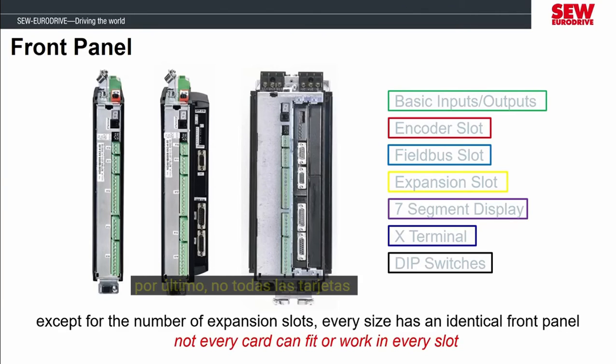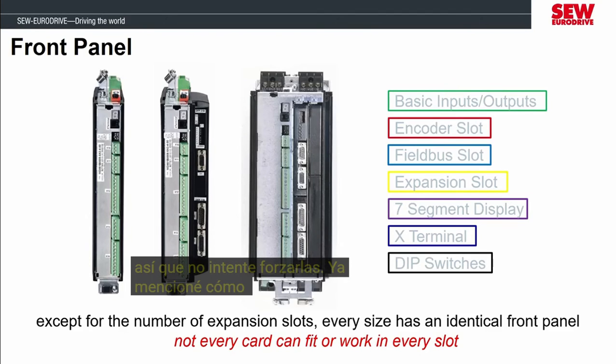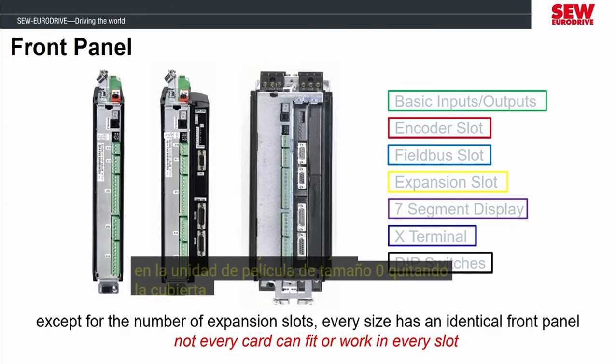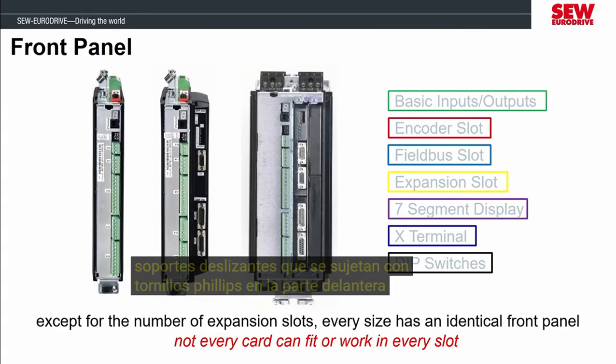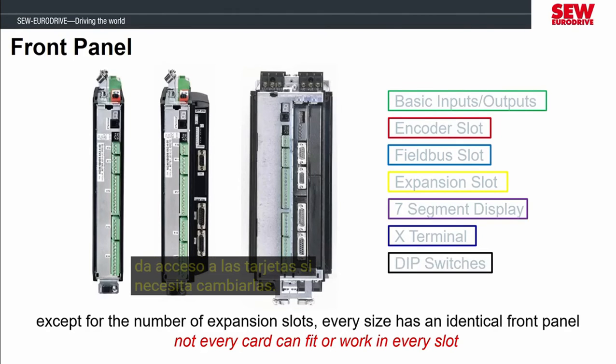Lastly, not every card can fit in every slot, so don't try to force it. I already mentioned how to access the card's mounting screws in the size 0 MOVIDRIVE by unsnapping the black plastic cover on the right-hand side. In the size 1 and higher MOVIDRIVEs, the option cards are installed on sliding brackets that are held with Phillips screws on the front. Once the front screws are removed, the whole bracket slides out on a rail, giving access to the cards if you need to swap them out.